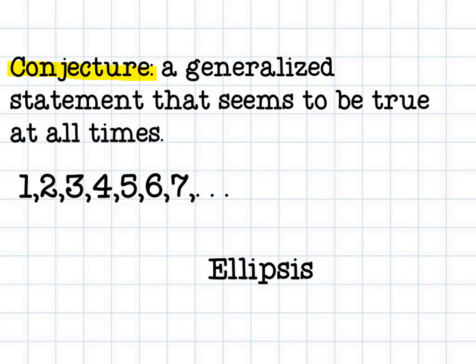Now, a conjecture is a generalized statement that seems to be true at all times. So if we have the pattern below, 1, 2, 3, 4, 5, 6, 7, ... By the way, the ... is called an ellipsis. That's what those dots mean. Well, a conjecture would be a statement that would be able to tell us what the next number would be. A generalized statement that seems to be true. It seems that in this pattern, every number is going up by 1. So the next number would be an 8. So that would be the conjecture.